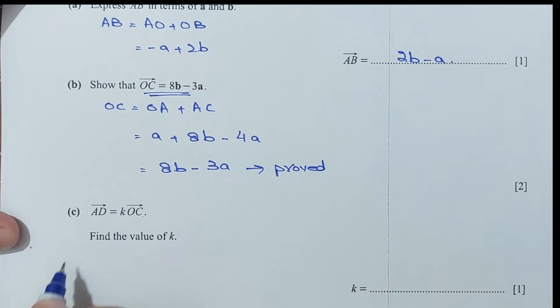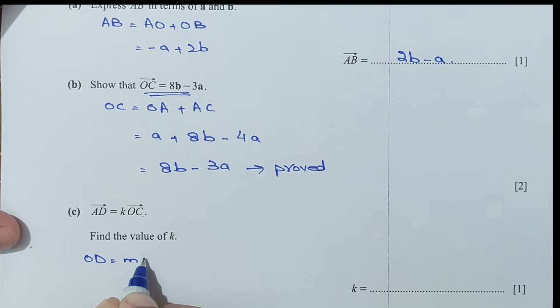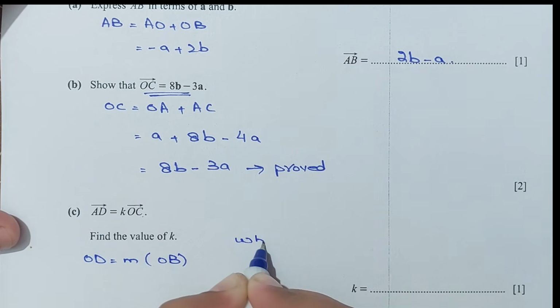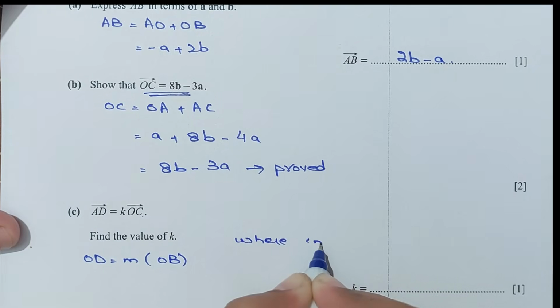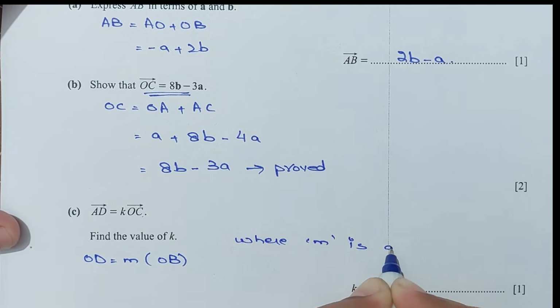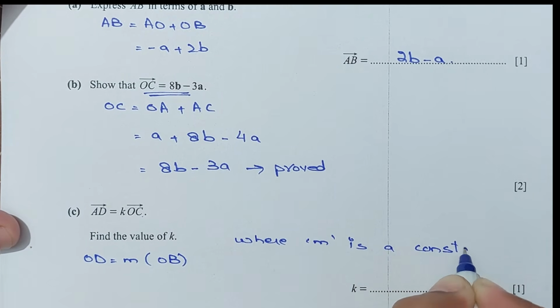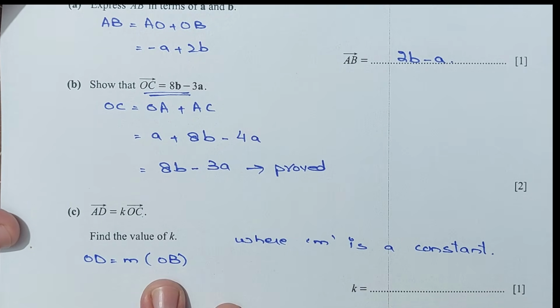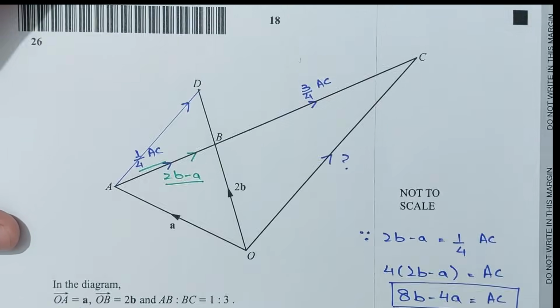So let me write this down. OD is some constant multiple, let's say m, of OB, where m is a constant. Right, so we have OB, so OD is m times OB, which is 2b times m. Okay, now what is AD?